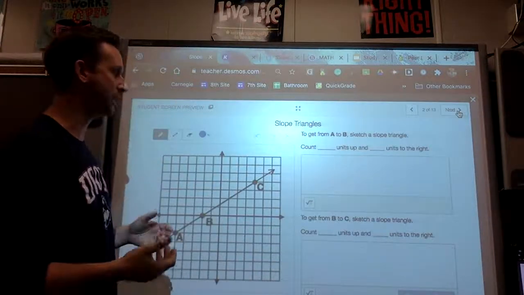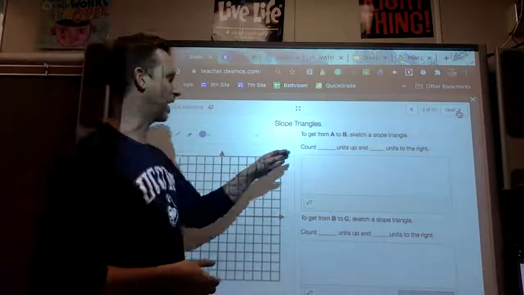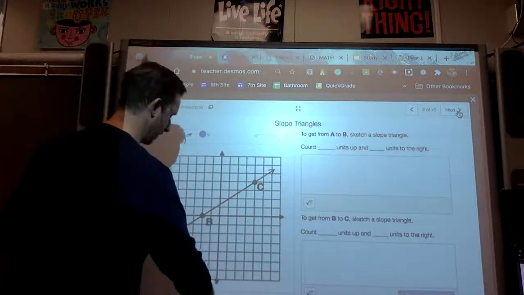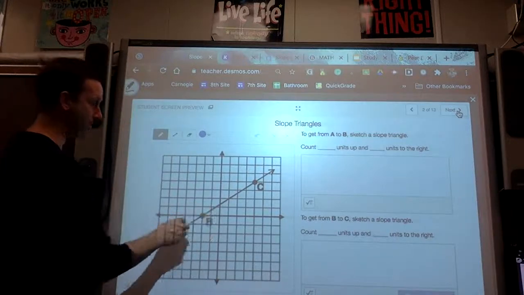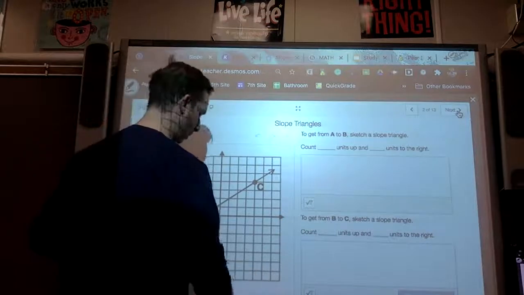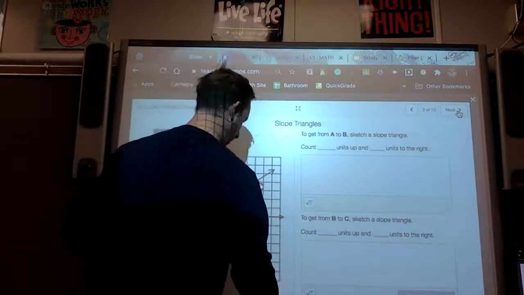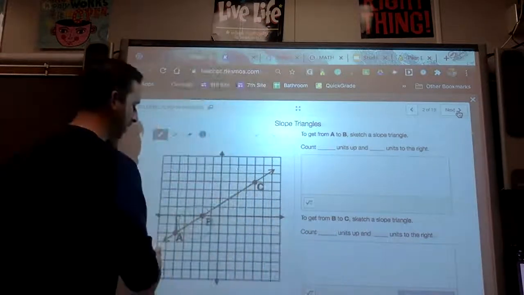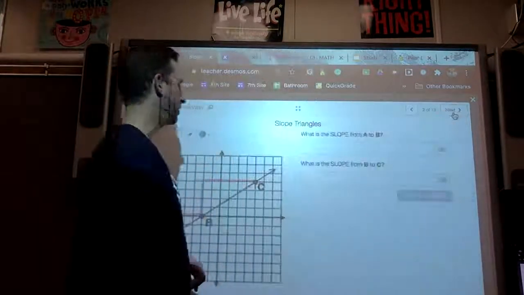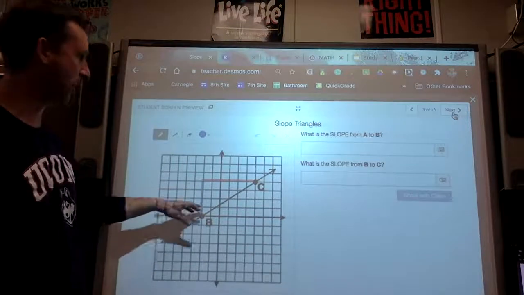Again, we're talking about this idea of slope. If I was going to count blank units up and blank units to the right, what would that look like? So for this example, if I want to go between A and B, I would count 2 up and 3 to the right. So I write that in there. So if that was 2 to 3, what would it be for C to B? And what do you notice about those triangles? Slide number 3 talks about those triangles a little bit more.